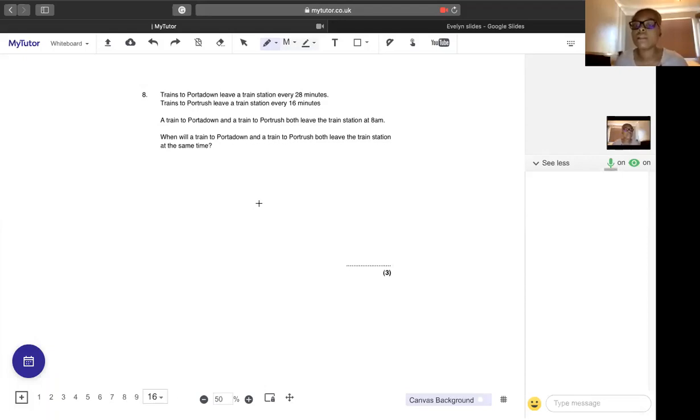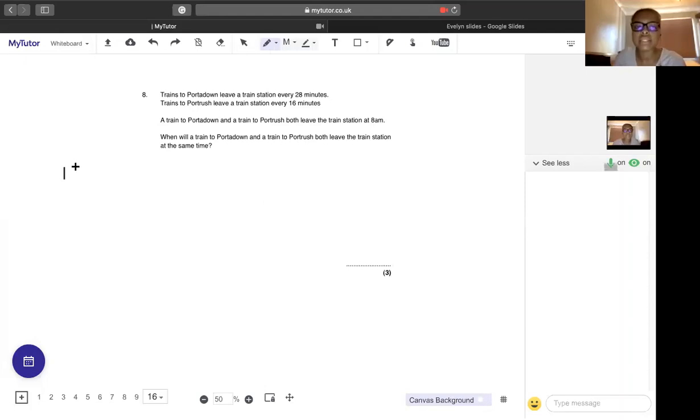So we want to find the lowest common multiple between 28 and 16, find out how many minutes later they'll both leave at the same time, and then we're going to add it on to the 8 a.m. to work out what time it will be. Because these numbers are quite large, I would say use your prime factor trees.